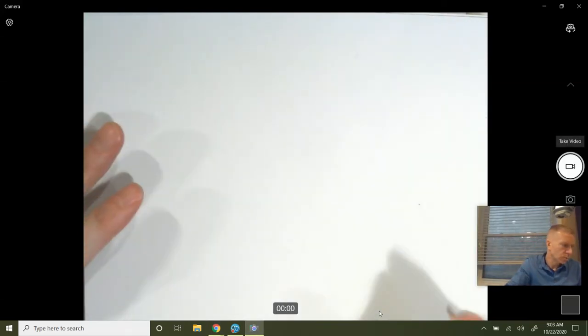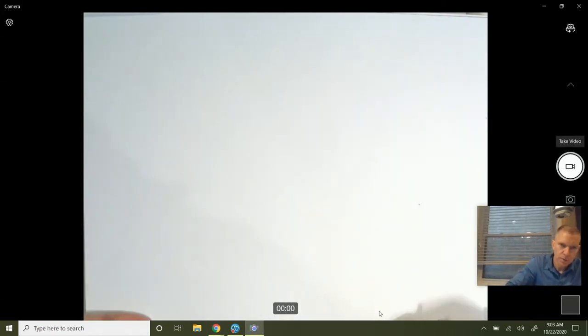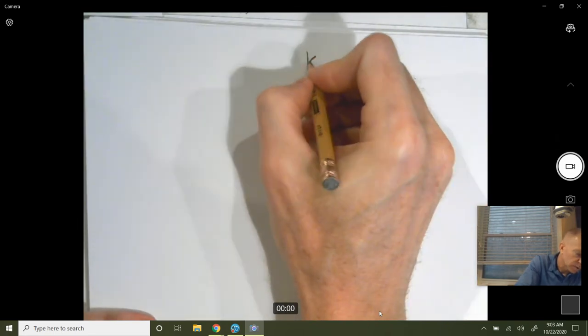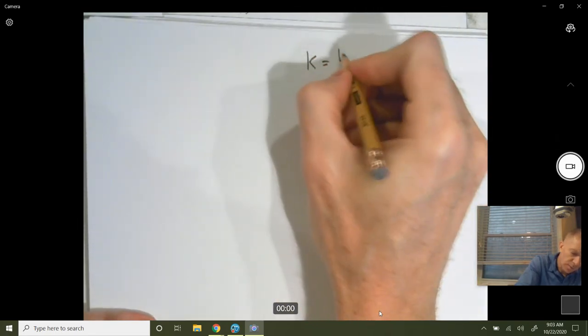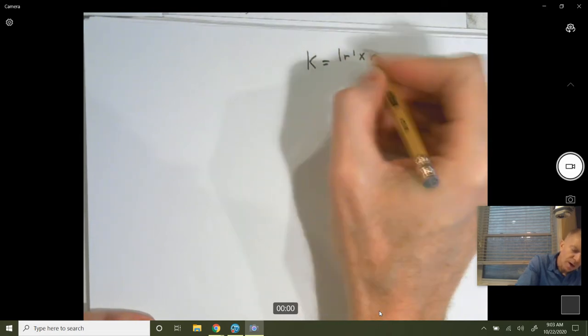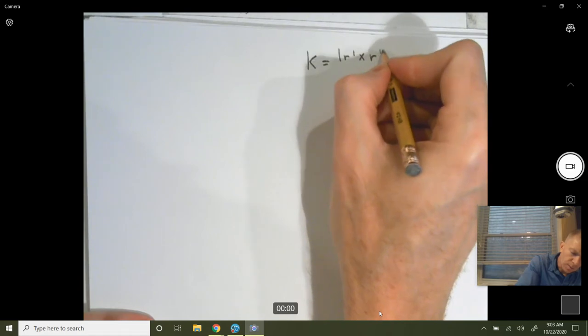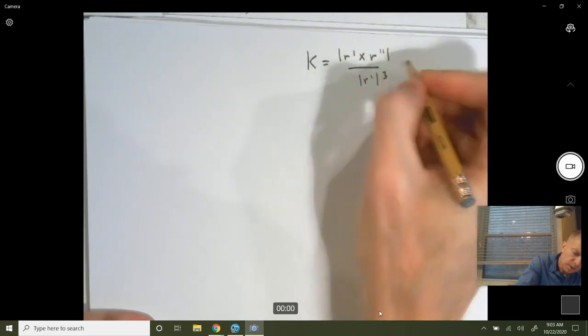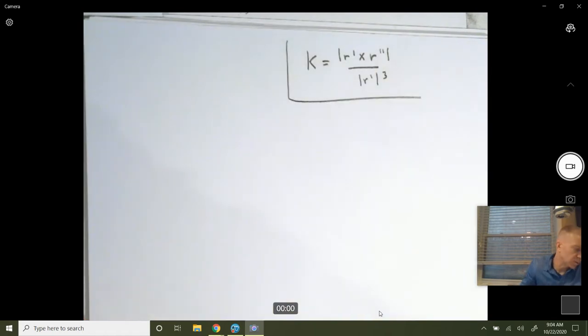All right, so we're going to prove the formula for curvature. And that formula for curvature that we're trying to prove is that curvature is equal to the magnitude of r prime cross r double prime over the magnitude of r prime cubed. Okay, so we'll keep that in mind. That's what we're trying to prove.